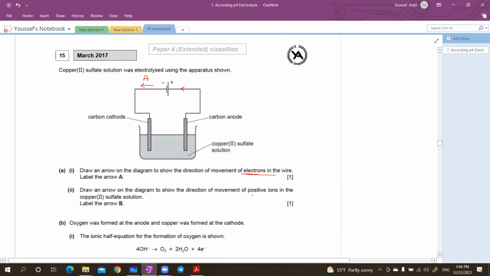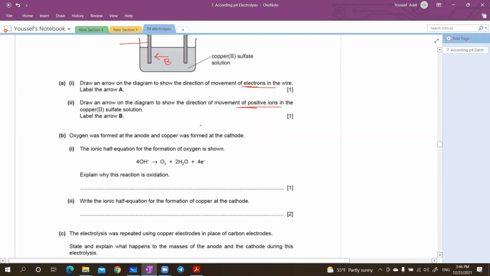We want to draw an arrow in the solution to show the direction of the movement of the positive ions in the copper sulfate solution. The positive ions will be attracted to the cathode, so they will be moving towards it. Oxygen was formed at the anode and copper was formed at the cathode.